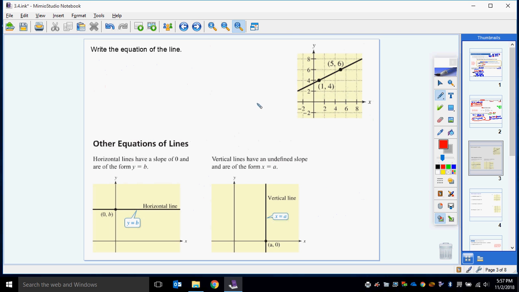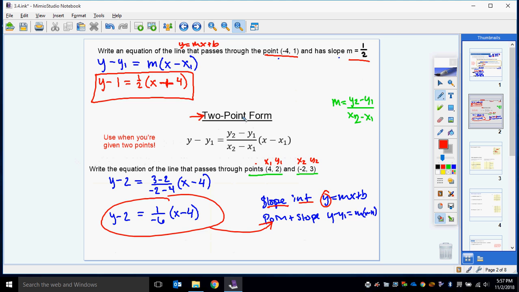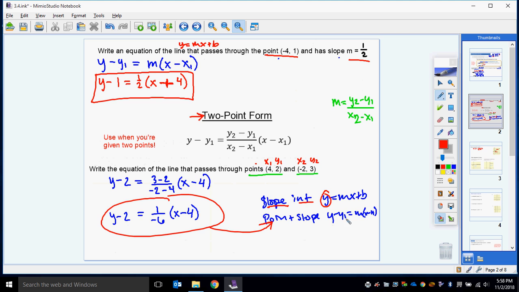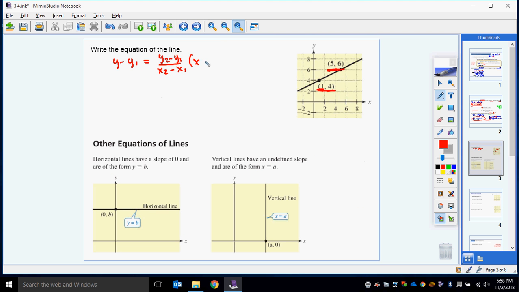Okay, write the equation of this line. What are we given? A point and a point. That means we're using two-point form. So I'll write it for you here. And then I want you to solve this for me. And you can leave it in point slope form so you don't have to solve for y. Okay, go ahead.